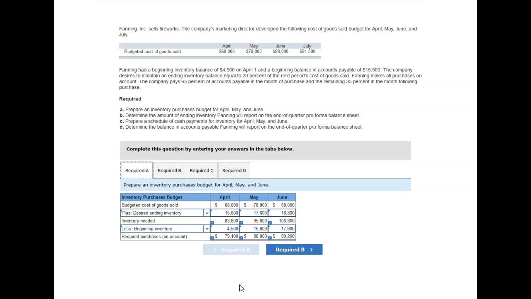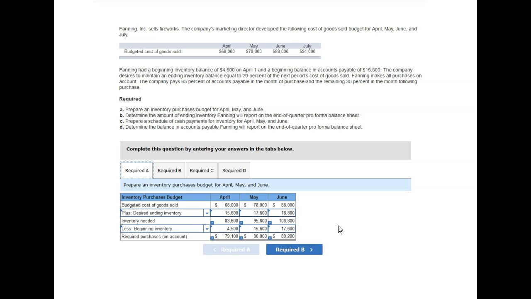Do the same pattern for the next two months. This number is given to us. Where does the $17,600 come from? It's 20% of June's expected cost of goods sold. So 20% times 88,000 is 17,600. Add these two, and that shows us that during May we need to have $95,600 of inventory. That's our need for May.